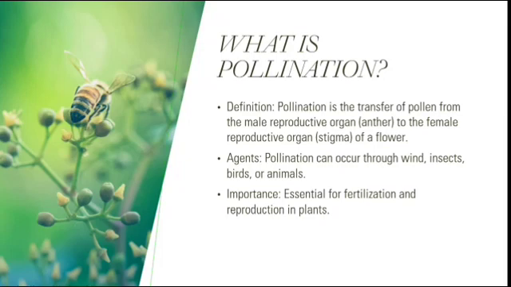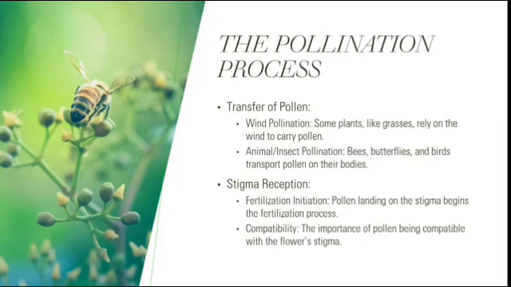So now, what are the agents of pollination? Pollination can occur through wind, insects, birds, or animals. And the impact of pollination is that it is essential for what? Fertilization and reproduction in plants. So let's move forward. What is the process of pollination?